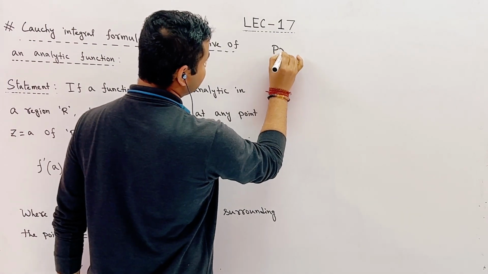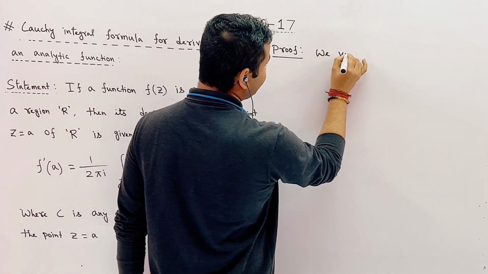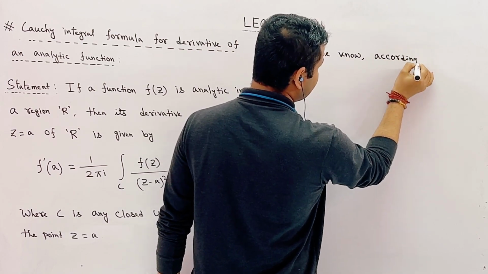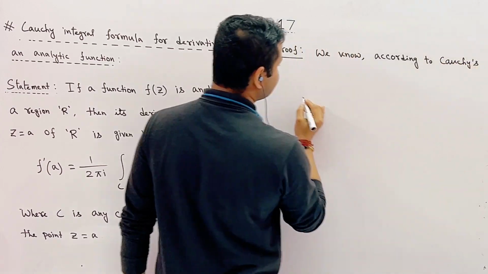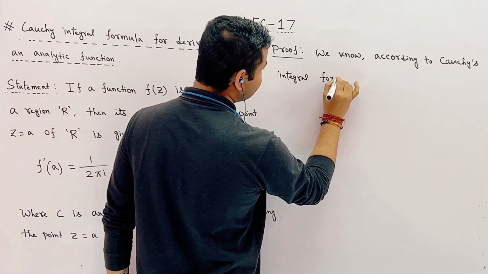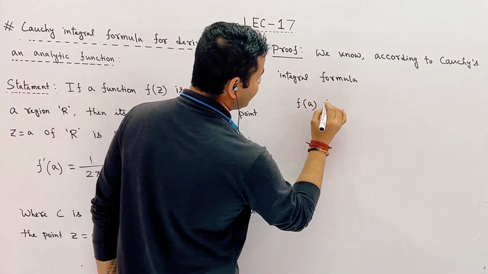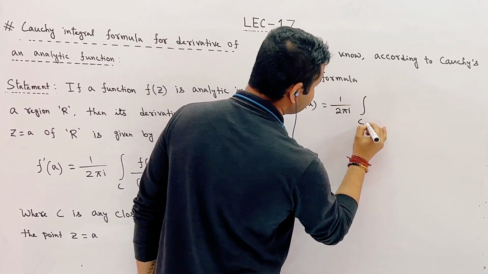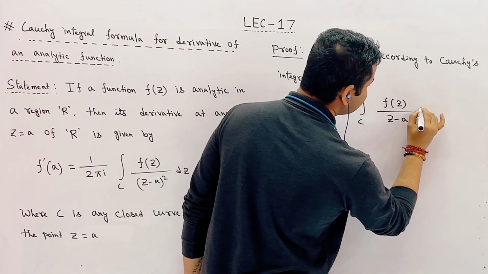Proof. We know, according to Cauchy's integral formula, f(a) is equal to 1 by 2πi integration along curve C of f(z) divided by (z minus a) into dz.